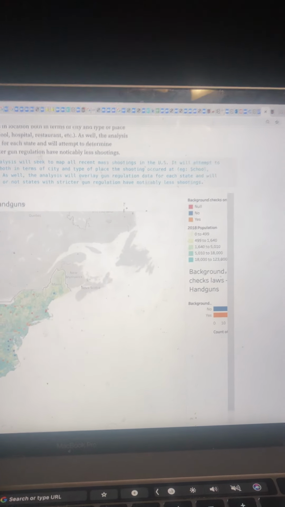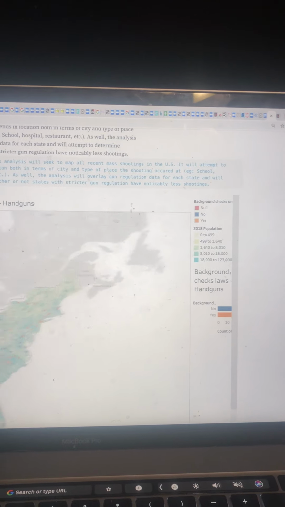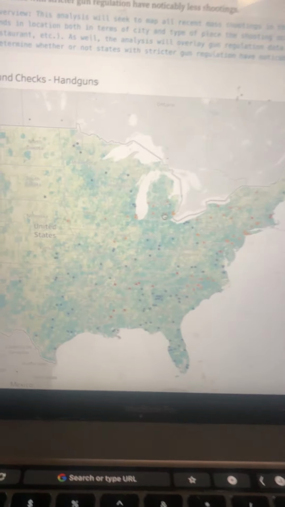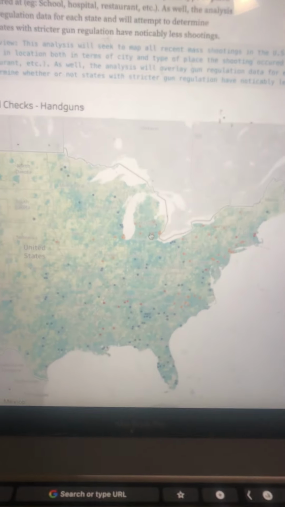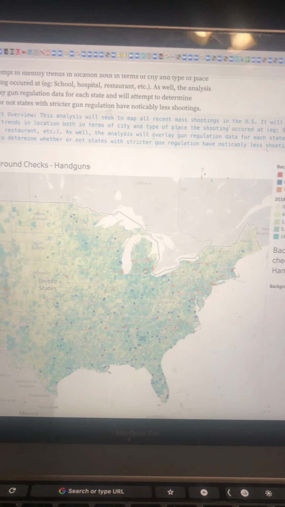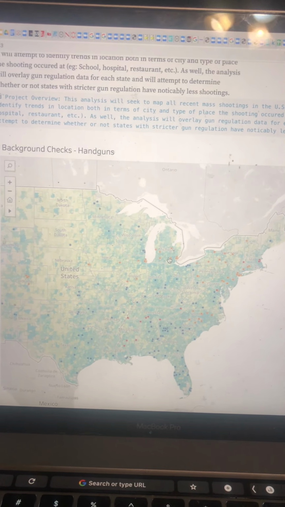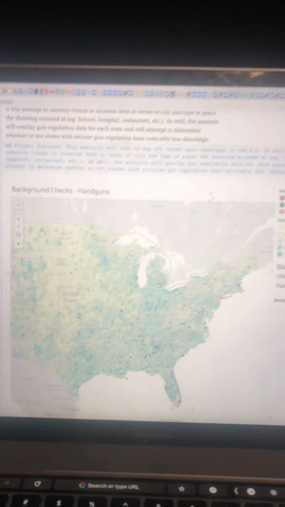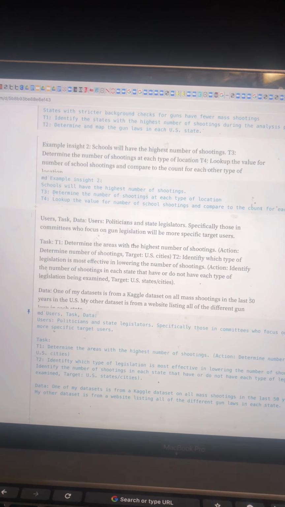And so, for example, here you could see that we're looking at background checks for handguns. And so the orange represents states that require background checks, and the yellow and the blue represent states that don't require background checks. And then I did the same for background checks on long guns, and then I did the same for handguns and long guns for whether you can open carry, as well as if a permit is required. And so I came up with a very interesting insight after looking at all of this.